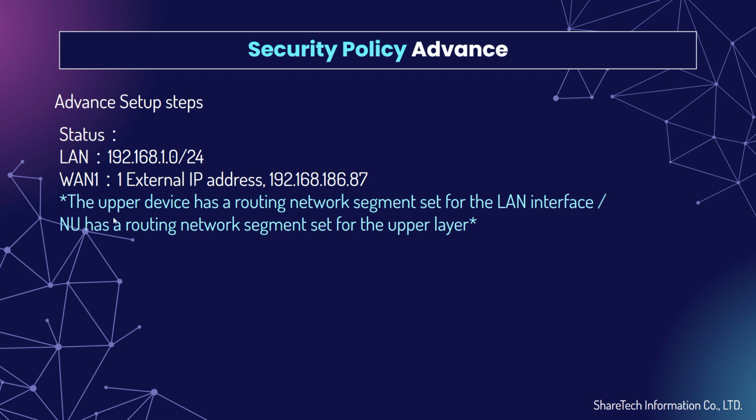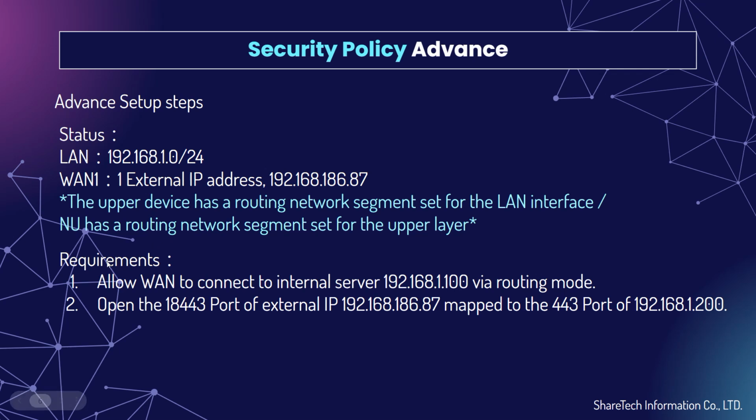The upper device has a routing network segment set for the LAN interface, and the NU has a routing network segment set for the upper layer device. The requirements are these. The first one is allow WAN to connect to internal server 1.100 via routing mode. And the second is open the 18443 port of external IP address based mapped to the 443 port of 1.200.